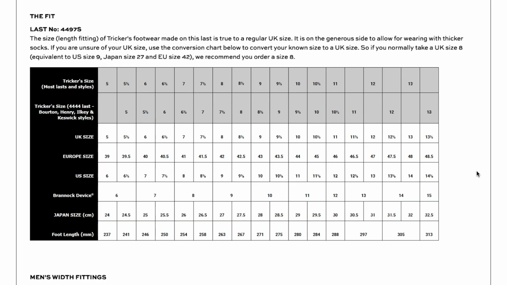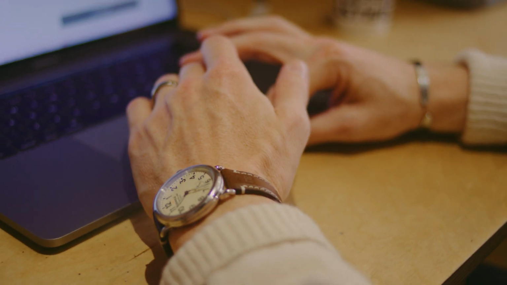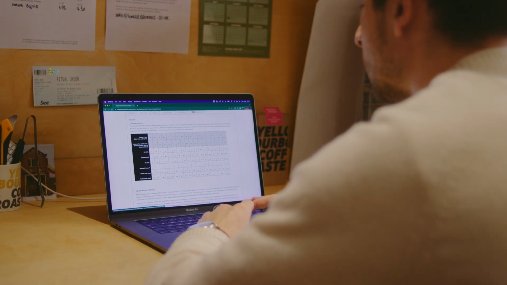Assuming that Martin knows his US size is 12, he traces along the fifth row until he finds size 12, then up to the first row, because it's a 4497S last, to find that his Tricker size is 11. So Martin would order his Stow Country boot in a Tricker size 11.